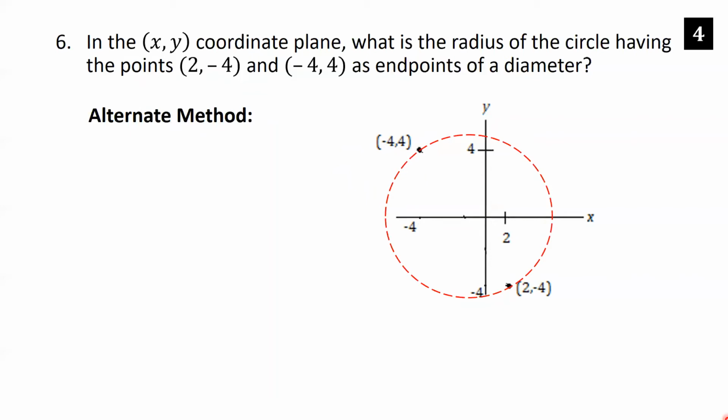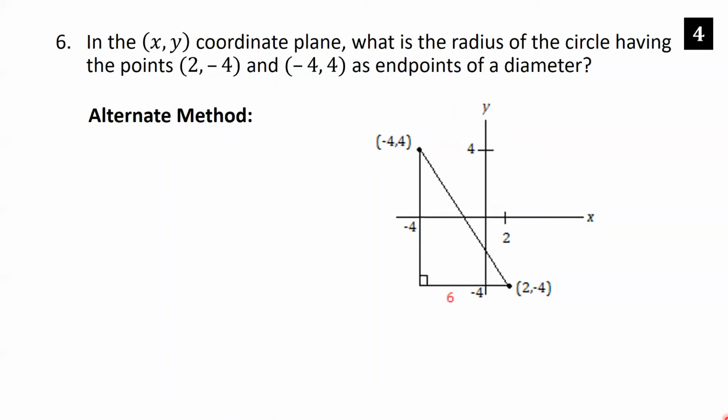Now, I drew this circle just so that we could see it. We don't actually need to draw that to solve the problem. I just thought it'd be nice to see what we're actually looking for. Okay, so now I'm going to go ahead and turn this into a right triangle. So a right triangle with a hypotenuse has endpoints 2, -4, and -4, 4.